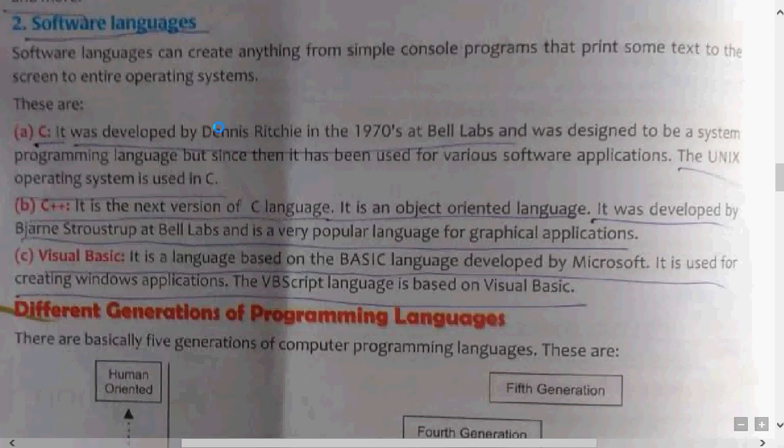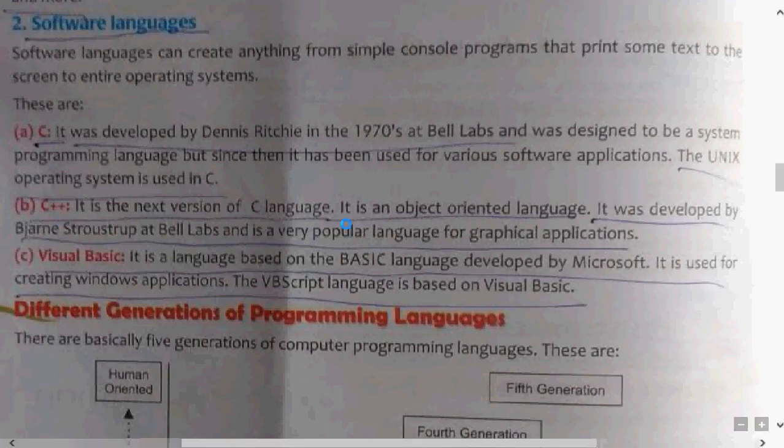Let's see another, C++. I want to compare it here with the Splendor bike and the Splendor Plus bike. Splendor Plus is the next version of Splendor. In the same way, C++ is the next version of the C programming language, and it is an object oriented programming language.